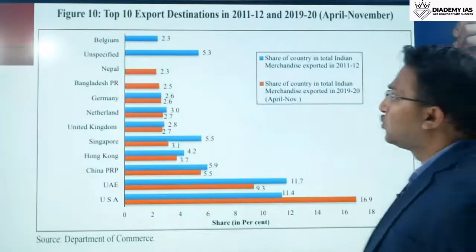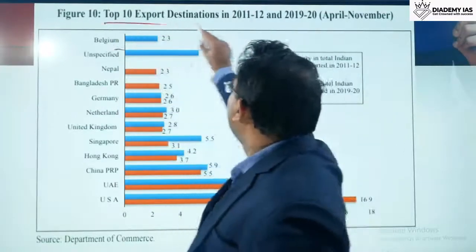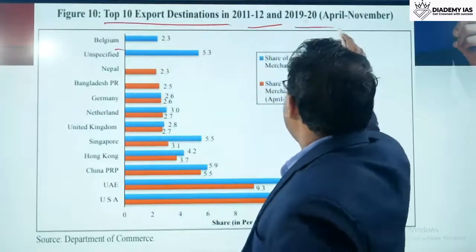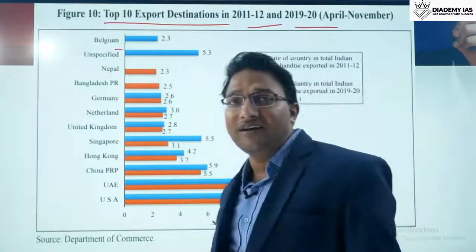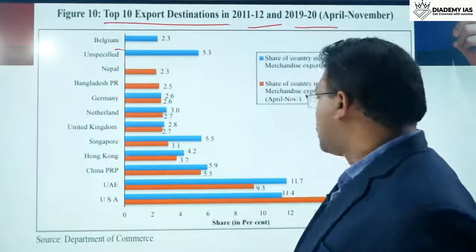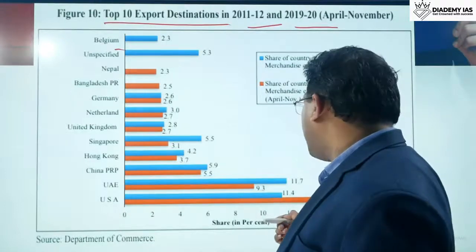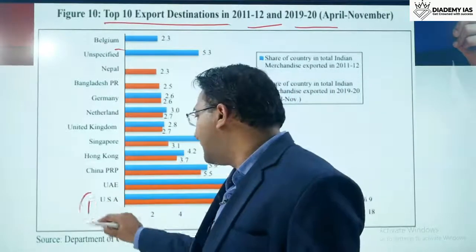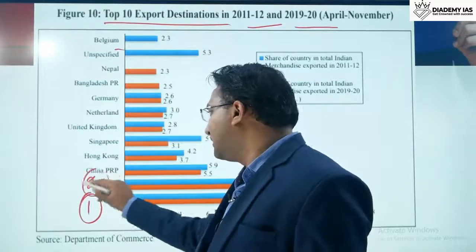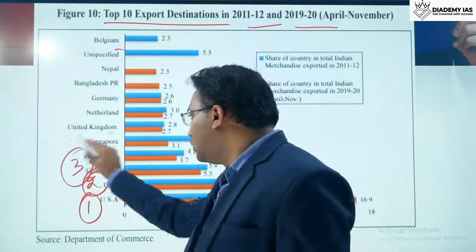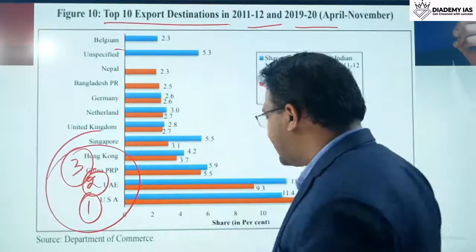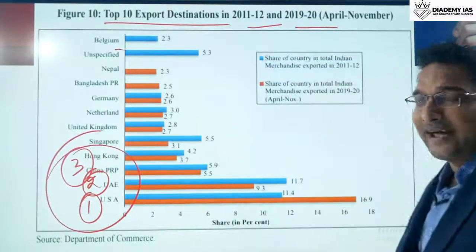Now, top 10 export destinations in 2011-12 and 2019-20. Again, this figure I have taken from the latest economic survey. The first destination is USA, the second destination is UAE and the third destination is China. You just need to remember these three names, nothing else. So, this is a very factual diagram.